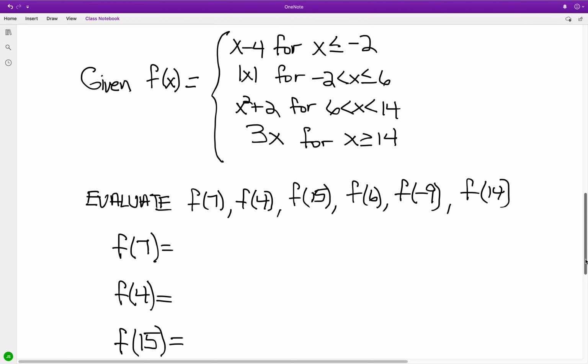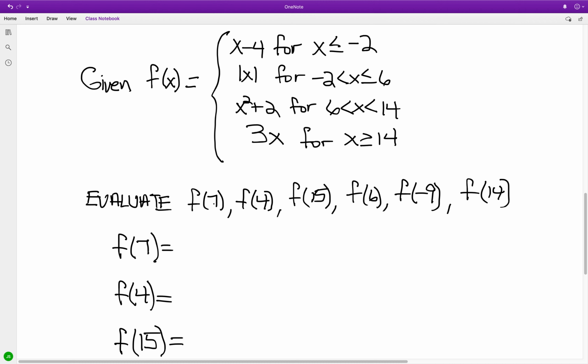And for the third portion, we have f of x is equal to x squared plus 2 for 6 is less than x is less than 14. And we have f of x is equal to 3x for those values of x greater than or equal to 14. Now, let's say we're looking at evaluating the following, so we have f of 7.